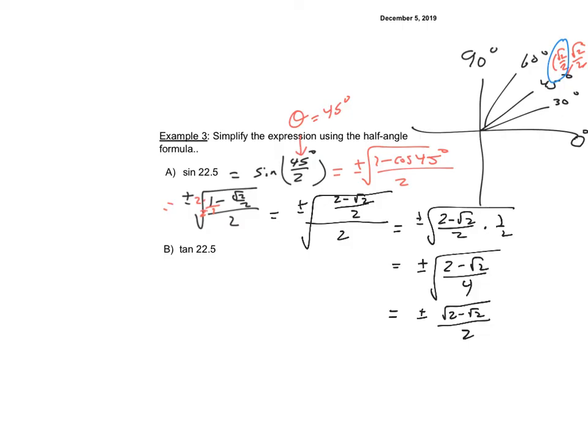So then we have to decide the sign. Since it was the sine of 22.5, which is in quadrant 1, or you can look at 45, which was in quadrant 1. You took the half angle of it, so it's still going to be in quadrant 1, so it's a positive value. So the answer is the square root of 2 minus the square root of 2, over 2, a positive value.